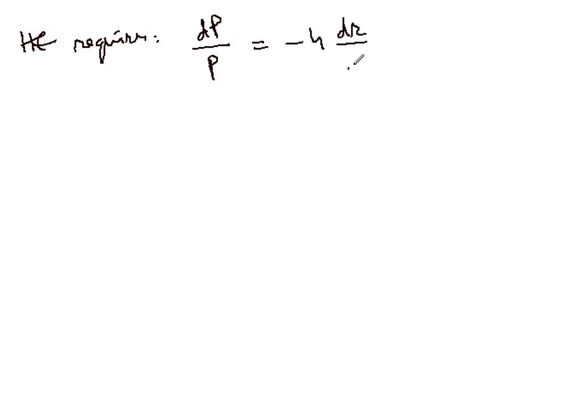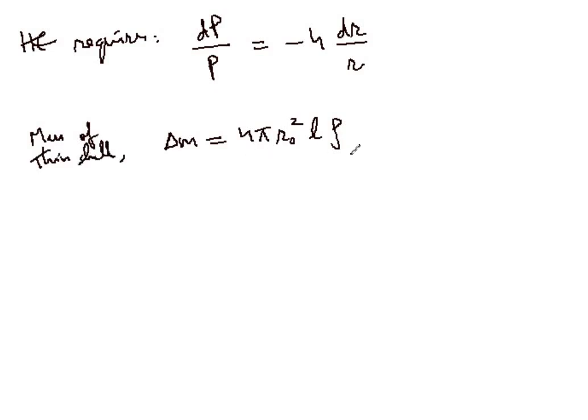Now we have seen that hydrostatic equilibrium requires, as we have seen previously, dP/P = −4 dR/R. Also note that the mass of the thin shell Δm is basically 4πR0² L ρ. And as a result of this, we have dρ/ρ = −ΔL/L.